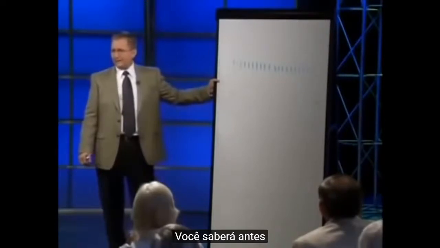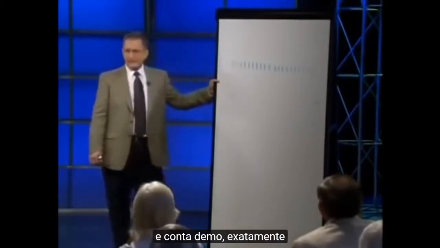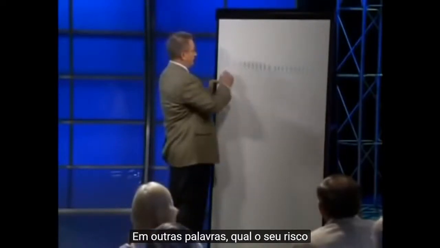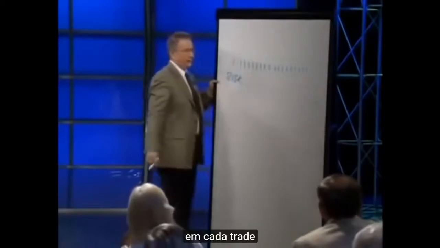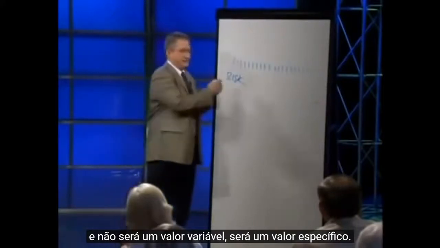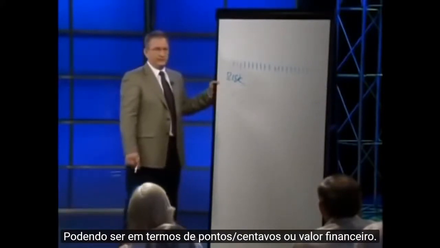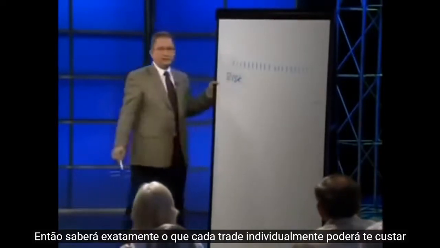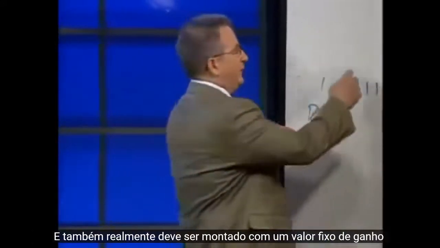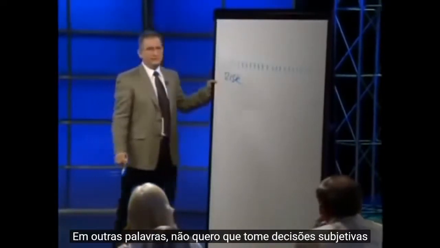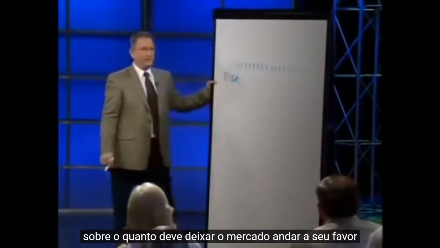You will know in advance, based on testing and paper trading, exactly the optimum amount that you have to risk. In other words, what your risk is on each trade. And it's not going to be a varied amount. It's going to be a specific amount. Whether it's in terms of dollars or distance, it will be a specific amount so that you know exactly how much each trade could potentially cost you. And it should really be set up as a rigid profit potential too. In other words, I don't want you making subjective decisions about how far you're going to let the market go in your favor.